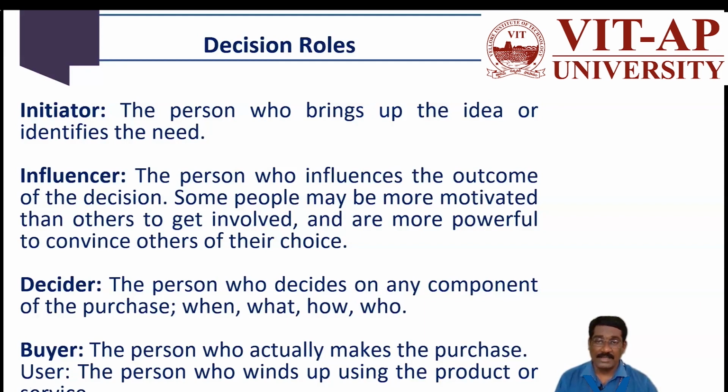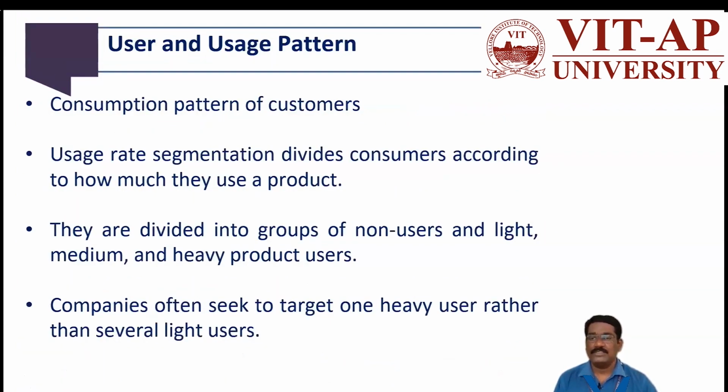I have given you an example, demonstrating it through buying a PS soap in my family. I hope that gives you clarity. The buyer is the person who actually makes the purchase. And the user is the person who winds up using the product or service. Next one is user and usage pattern. Definitely, the consumption pattern varies from one customer to the other. Based on the consumption pattern, we can segment the market, and usage rate segmentation divides consumers according to how much they use a product.